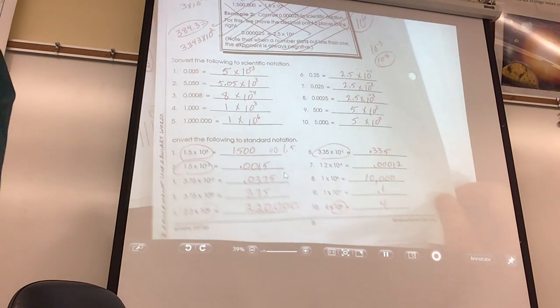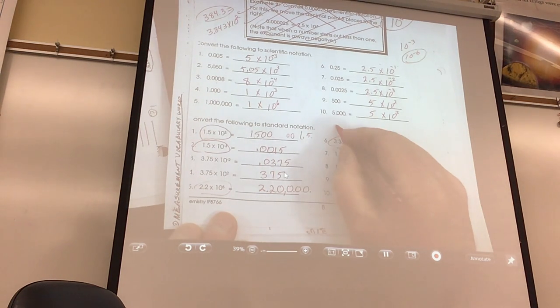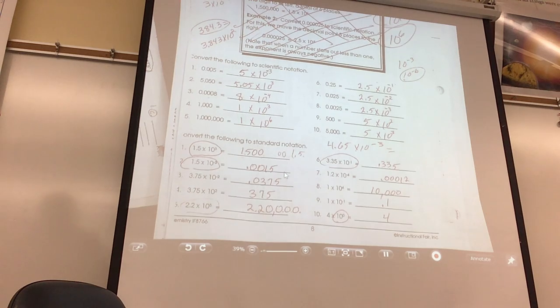I'm not going to forget that either. Now let's do the harder ones. What if you had a number in scientific notation, but you had to take it out? Do that one: 4.65 times 10 to the minus 3. Take that one out of scientific notation.